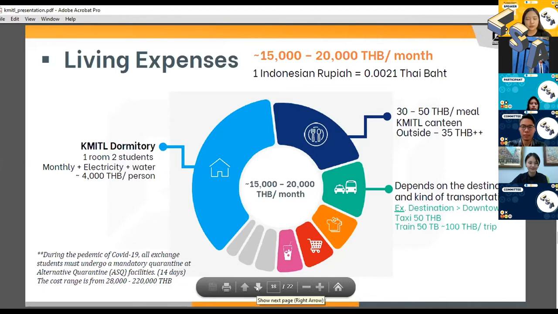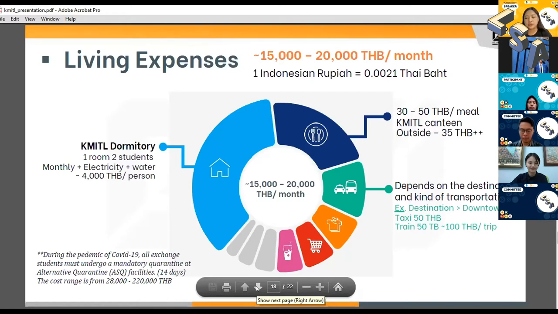I will give you information mainly in three main parts. The first one is for the dormitory. If you stay in the KMITL dormitory, the monthly rate will be around 3,000 Thai baht per person. And for the meal, if you eat inside the campus canteen, you will pay around 30 or 50 baht. If you eat outside our campus, it will be higher, but not too much, but it depends on the restaurant that you go to. And another one is for the transportation.